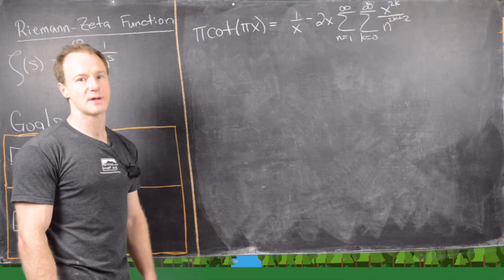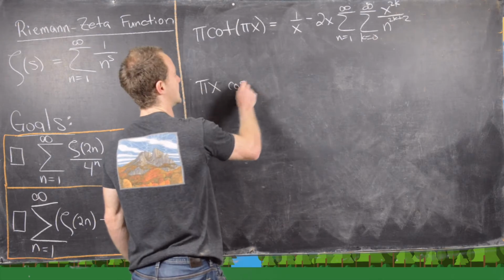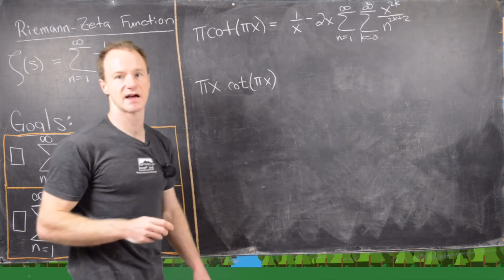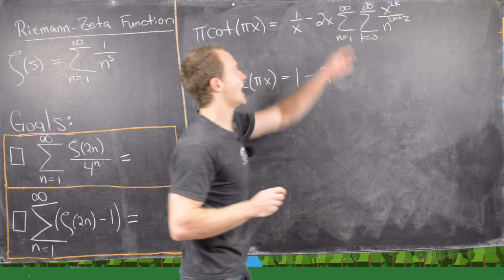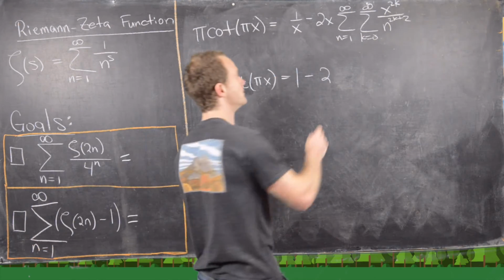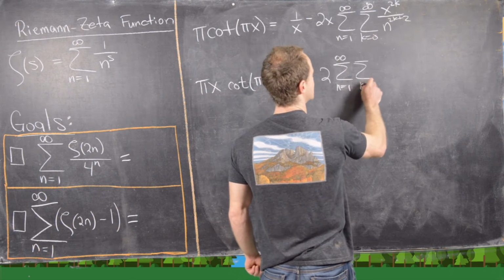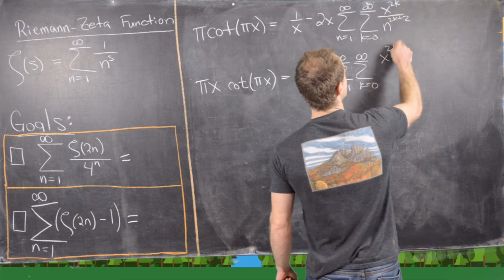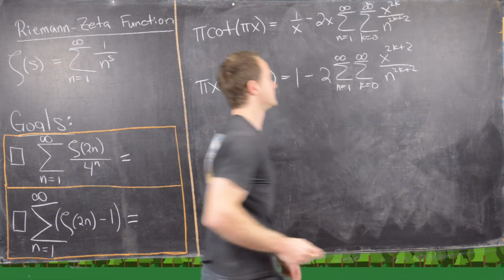So now I want to multiply both sides by x. That'll give me pi times x times cotangent of pi times x on this left-hand side. And then on the right-hand side, I'll have 1 minus 2. I'll have x squared, but I'm going to go ahead and take that inside the double sum. So now I'll have the sum n goes from 1 to infinity, the sum k goes from 0 to infinity of x to the 2k plus 2 over n to the 2k plus 2.